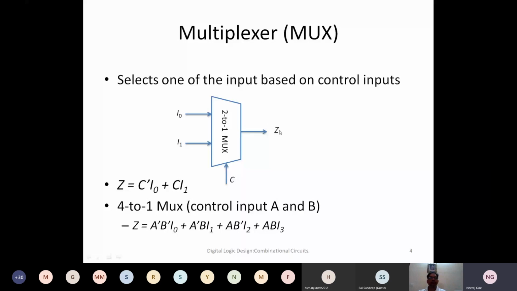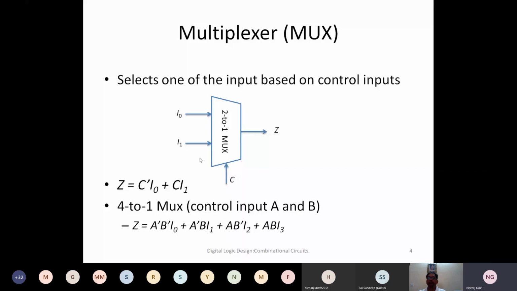This way, based on control, this Z would be equal to one of the inputs. In other words, it is selecting one of the inputs and copying it to the output. Other things: the number of inputs could be as many as possible. It can be a minimum of 2, and it could be as many as anything.